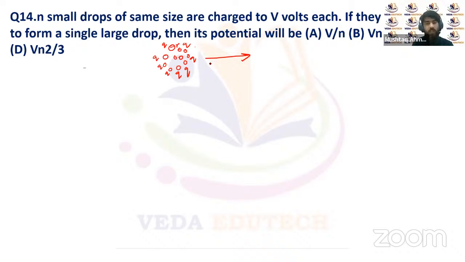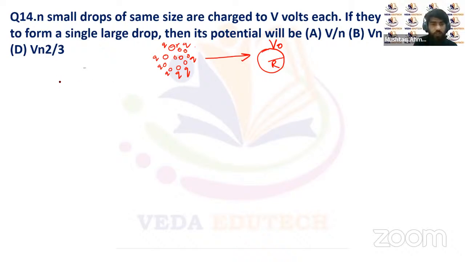Now these drops coalesce with each other to form a bigger drop of radius capital R. Let's suppose the potential on this bigger drop is V naught. They coalesce to form a single large drop, and we need its potential.